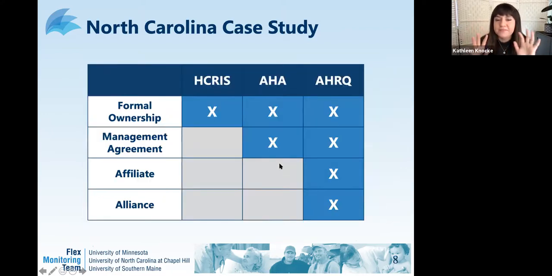Here's a visual of the different types of arrangements we found when we did this exercise, going through each hospital. HCRIS really only captured the formal ownership system affiliation relationships. The AHA data set had formal management agreement relationships, and the AHRQ had the broadest definition, where they included alliances and affiliates. So this is a table I'll probably make reference to, about being really careful what you're trying to measure and which data source you're going to use.